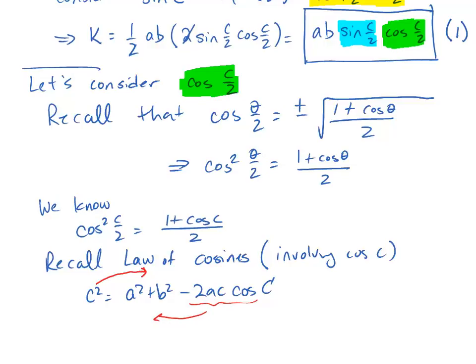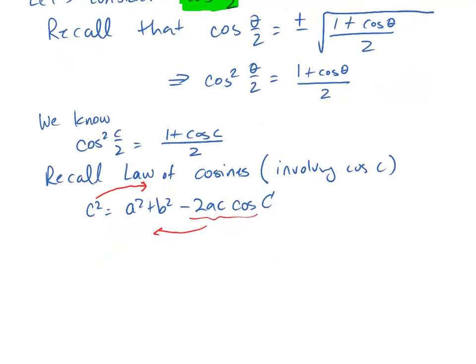And in doing so, I would end up with the following. I have that 2ac cosine of capital C is equal to, not AC. Why did I write AC? All right, let's fix this. AB, AB. So fix that from my law of cosines. I wrote that incorrectly. We have a squared plus b squared minus 2ab cosine of c.